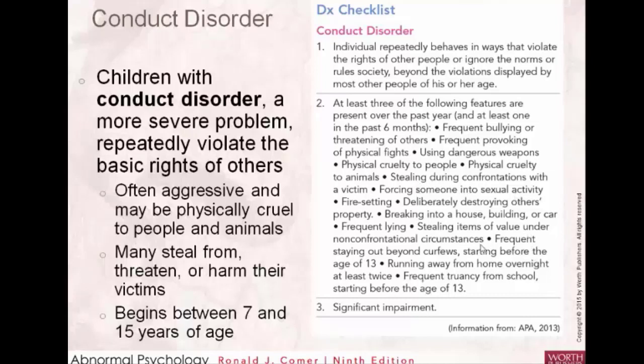Staying out beyond curfew, running away from home, kind of disappearing for several days, truancy from school. So these are the more severe issues that can come up, usually during early adolescence is when this starts. So conduct disorder often looks like the very violent, aggressive individual that physically fights other people, physically harms other people.